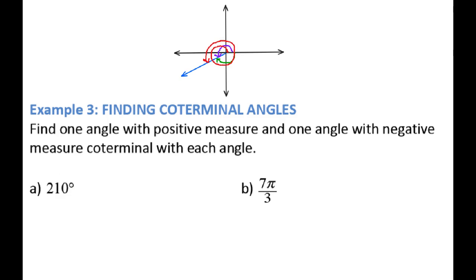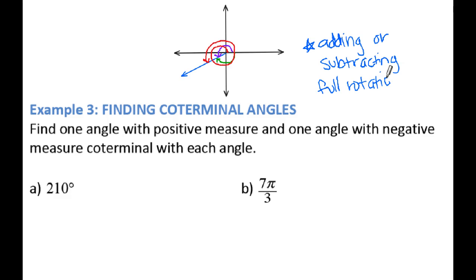So when you're trying to find coterminal angles, you will be adding or subtracting a full rotation. So for instance, if I want to find a positive coterminal angle for 210 degrees, I can go ahead and add 360 degrees, which gives me 570 degrees.